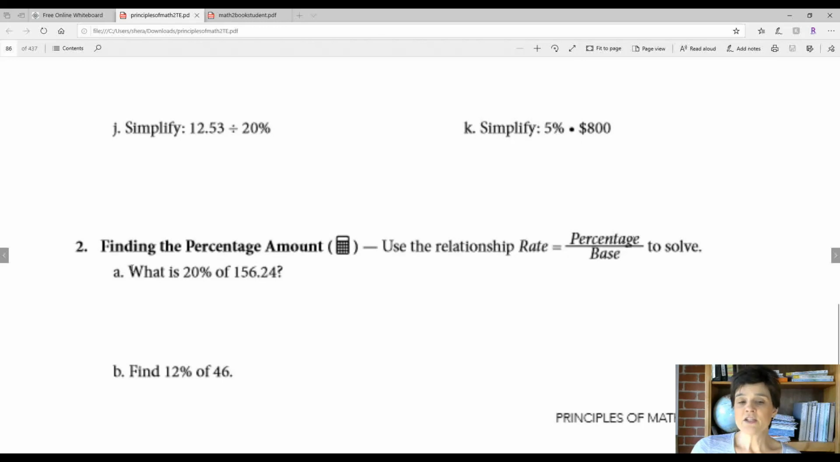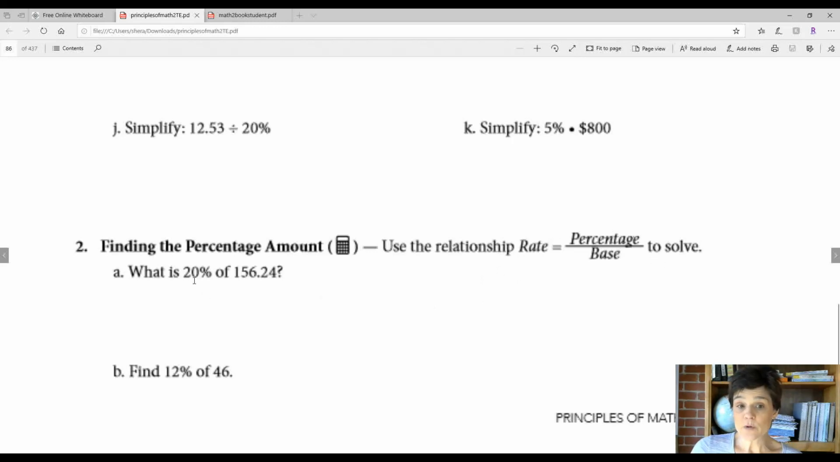Now, this is to find the percentage amount. You're going to use this formula. So what is 20% of 156.24? You're going to need to know what these are. Obviously, there are 3 things here: rate, percentage, and base, but they only give you 2. Remember, there's one variable that's missing, so you'll have to put a letter there, X or N or A or whatever you want to use.